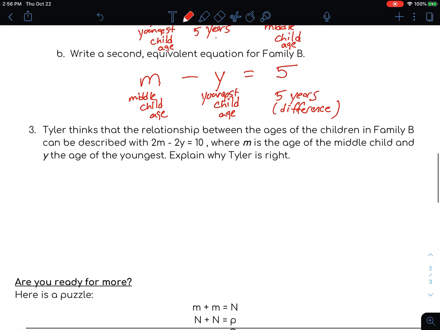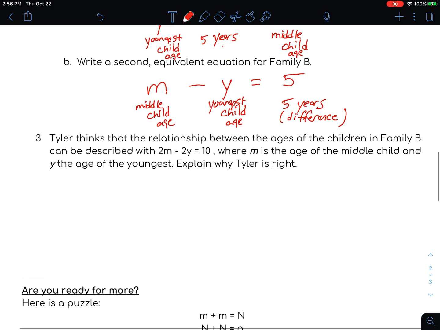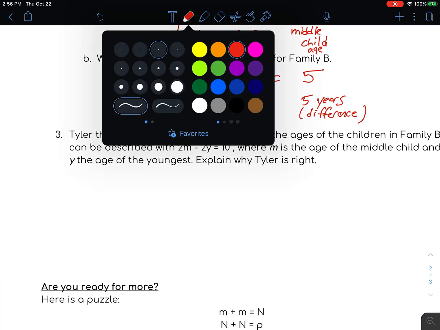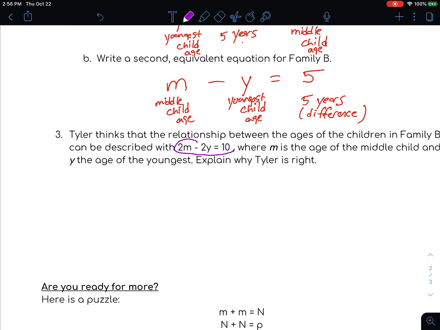All right, so number 3 then says, Tyler thinks that the relationship between the ages of the children in family B can be described with 2m minus 2y equals 10, where m is the age of the middle child and y is the age of the youngest. Explain why Tyler is right. Okay, so he's going to say that this right here could also represent that situation. And we're essentially saying that he is right. Now we just have to explain why he's right.